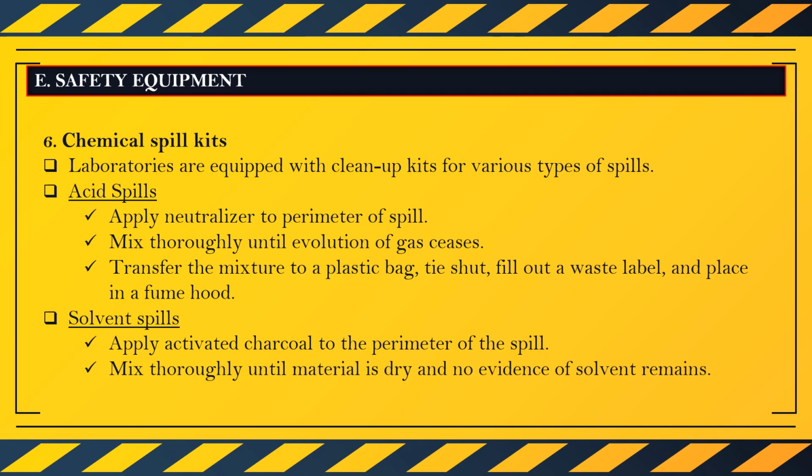As for solvent spills, class, before anything else, we need to shut off any ignition sources and turn off electrical equipment near the solvent spill, and apply activated charcoal to the perimeter of the spill. And same as for the acid spill, class, we can contain the spill with absorbent materials such as sand or vermiculite. After disposing the waste, make sure to ventilate the area to remove any fumes or traces of vapors from the solvent spill. Okay, class, this is how we deal with spills in an actual laboratory setting.